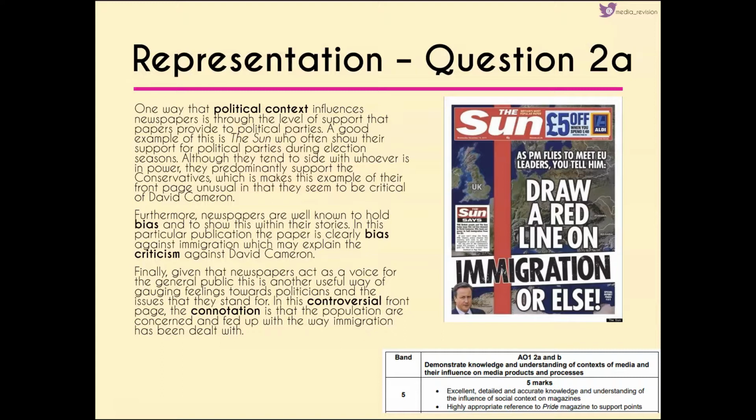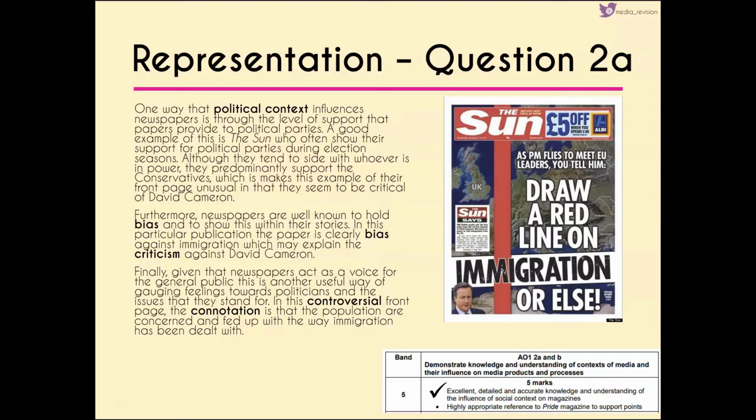Furthermore, newspapers are well known to hold bias and to show this within their stories. In this particular publication, the paper is clearly biased against immigration, which may explain the criticism against David Cameron. Finally, given that newspapers act as a voice for the general public, this is another useful way of gauging feelings toward politicians and the issues that they stand for. In this controversial front page, the connotation is that the population are concerned and fed up with the way immigration has been dealt with.